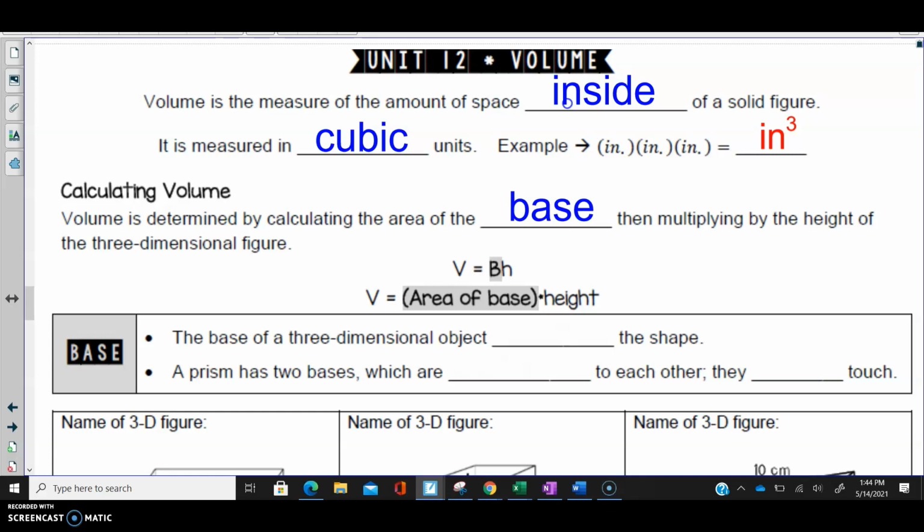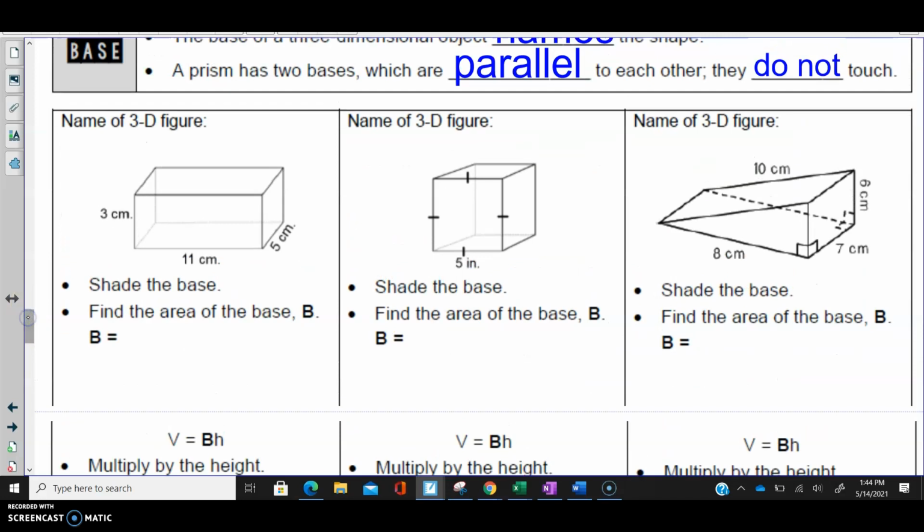The base of the three-dimensional object names the shape. So like a triangular prism, the base would be a triangle, even if it's laying on its side. A prism has two bases, which are parallel to each other. They don't touch. So let's look at some examples together.